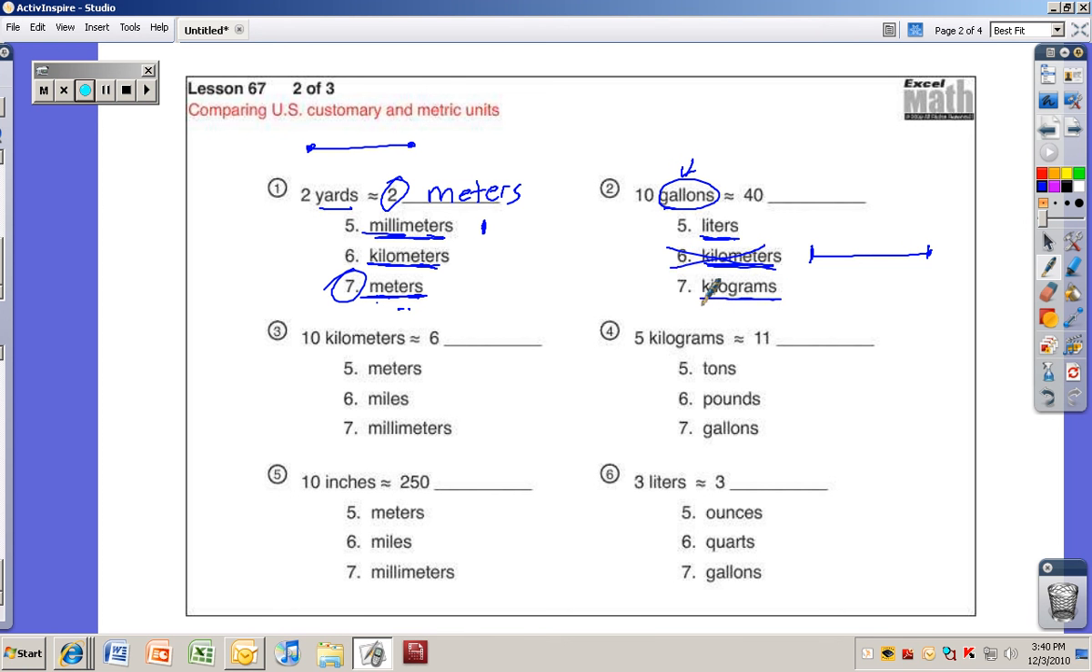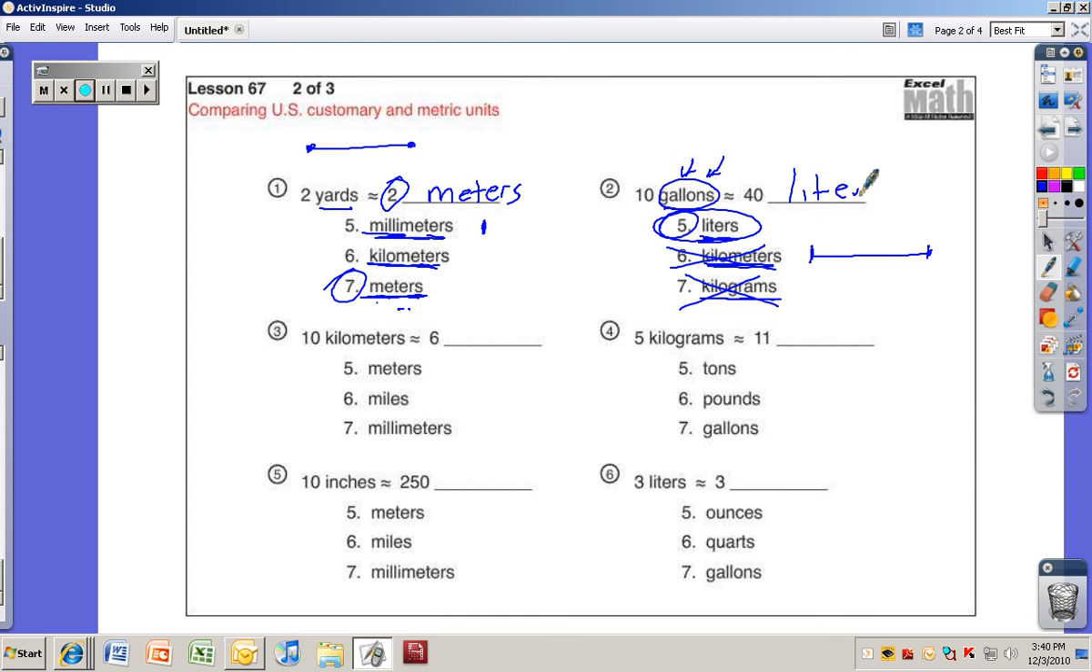And then kilograms, that's weight. That's how much something weighs. And again, this is measuring the space that liquid takes up. So these aren't even related to each other. I don't even have to think much about this one. I know the answer is liters, so we'd pick 5.